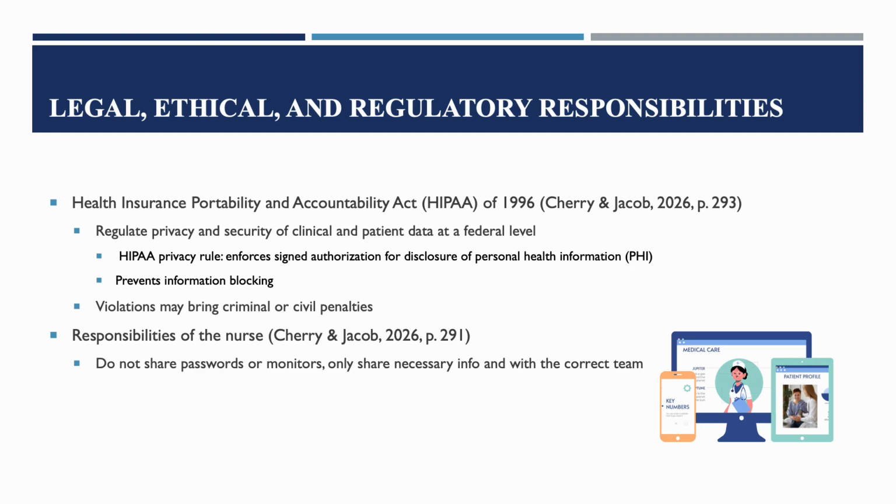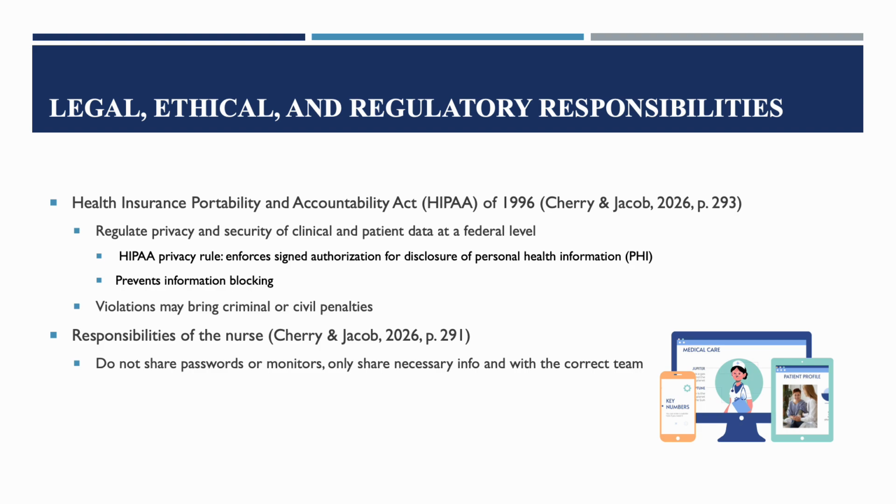HIPAA of 1996 helps to regulate the privacy and security of clinical and patient data at a federal level. The HIPAA privacy rule enforces signed authorization for disclosure of personal health information and prevents information blocking. This means that outside of the essential healthcare team, patients can choose who they want to disclose their personal health information to. Information blocking prevents hospitals and staff from withholding information from patients.